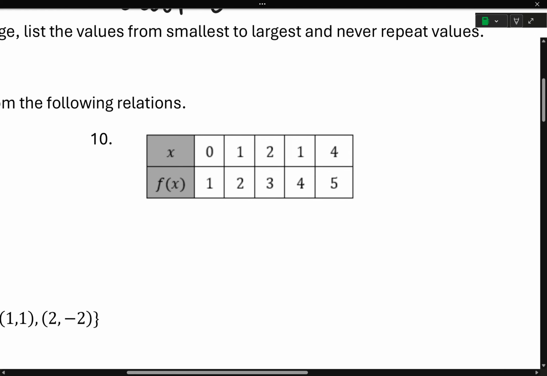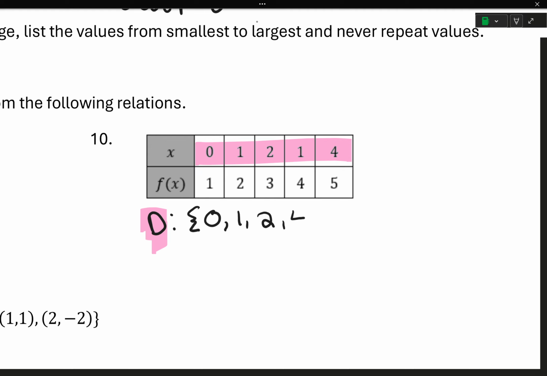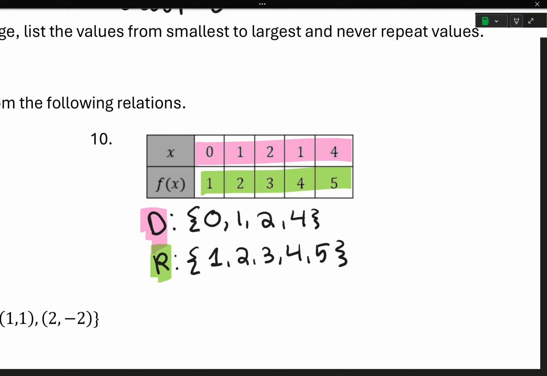Let's do that again for number 10. All right, domain, those are our x's. Now, you should notice that in this domain, I have two 1s. We only need to write that one once. So I'm going to write it 0, 1, 2, 4. Same thing goes with range. If anything repeats, I still only write it once. Alrighty.